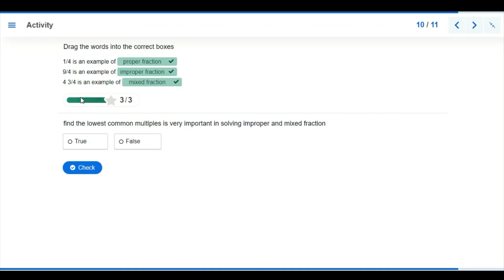We have it. Now, when we are solving improper and mixed fractions, what are we going to look for? We are looking for what? The lowest common multiple. So yes, and I think we are right. So this takes us to the end of the class.